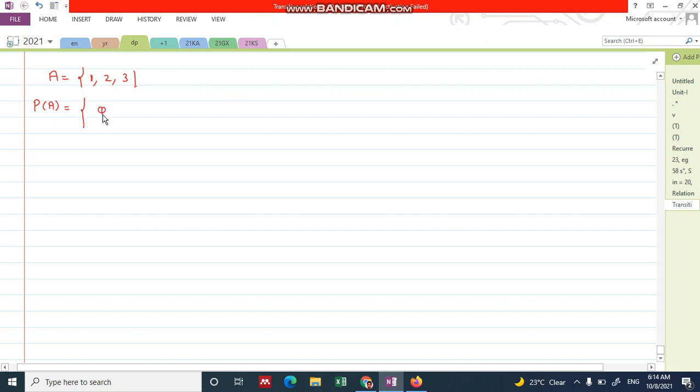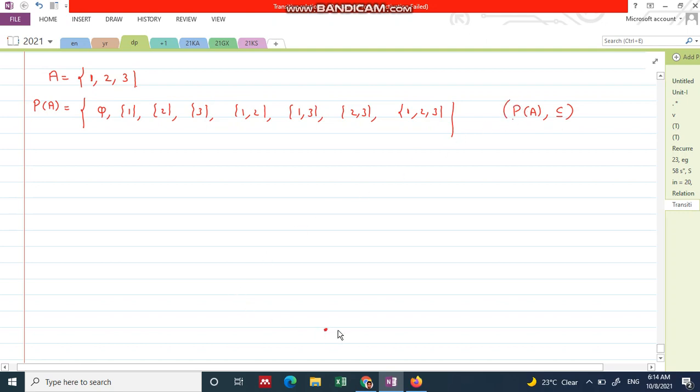In this we have the element phi, singleton 1, singleton 2, singleton 3, {1, 2}, {1, 3}, and {2, 3}, and then {1, 2, 3}. Okay. So we want to draw the Hasse diagram for P(A) under this subset relation.